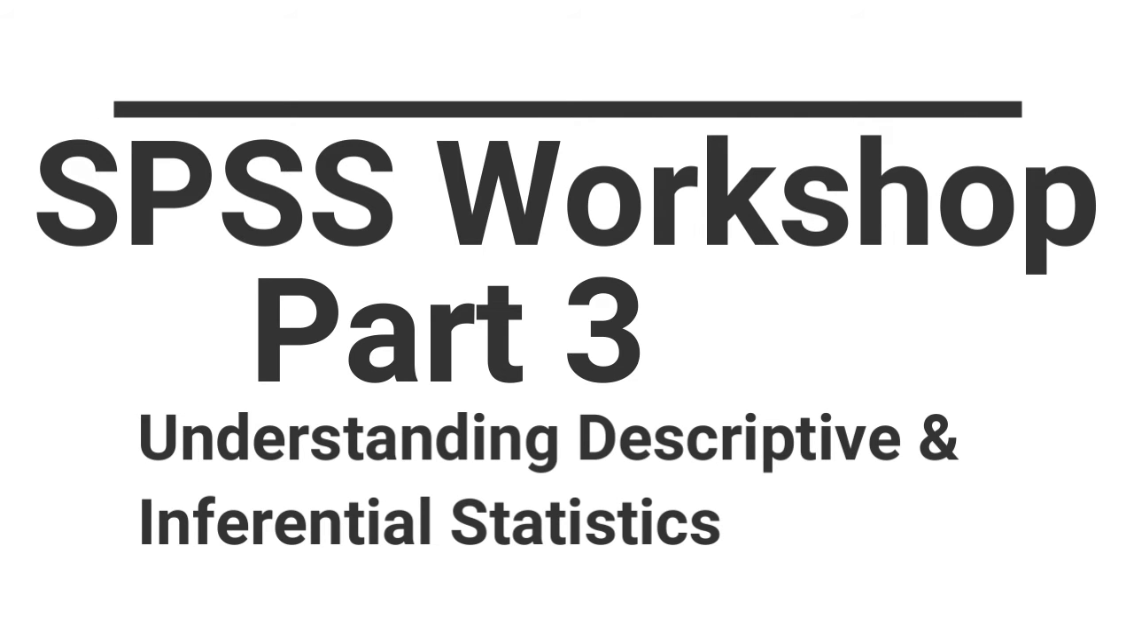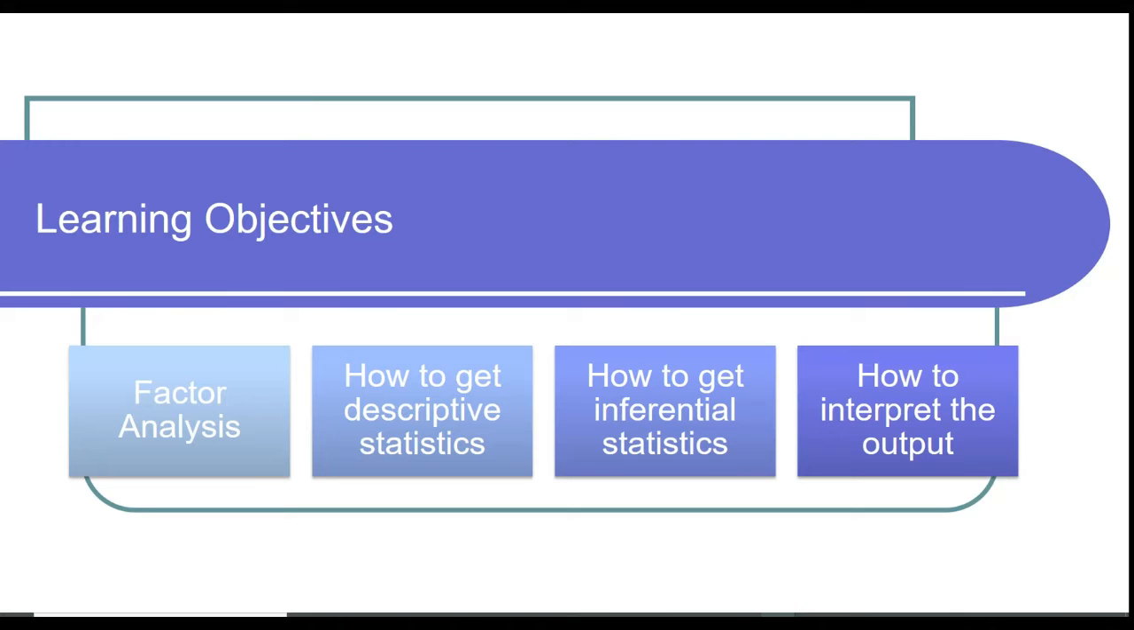All right. This is the outline of today's session. Today we will discuss factor analysis. Then we will focus on how to select appropriate statistical tests for particular types of data. And then how to get descriptive and inferential statistics, how to recognize and interpret the output from a statistical analysis, and finally, we will discuss how to report a statistical output in a concise and appropriate manner.